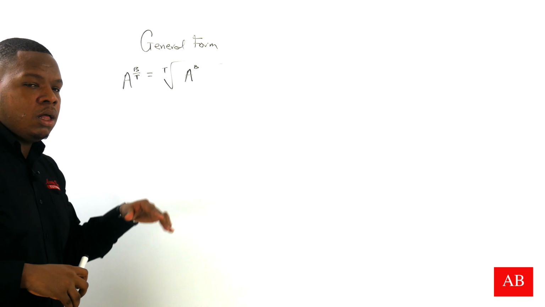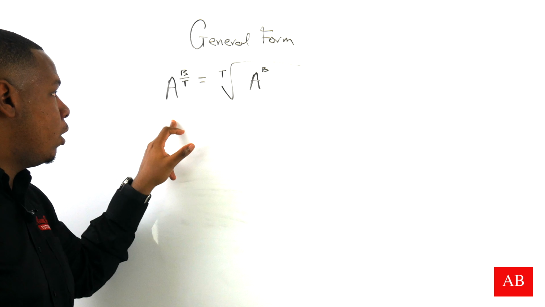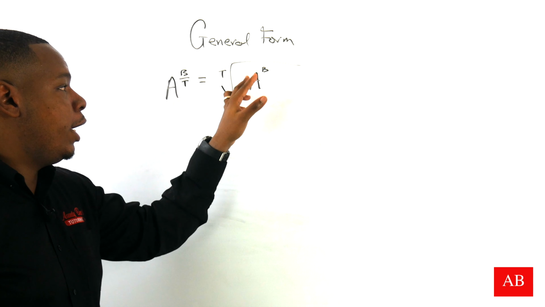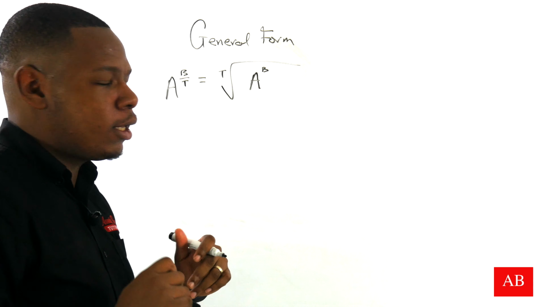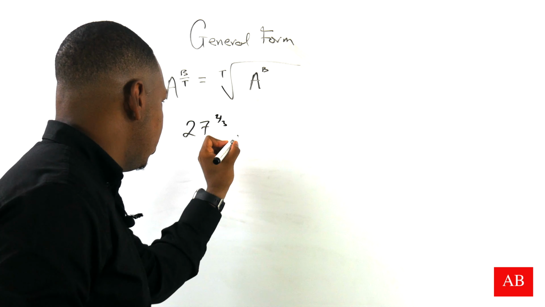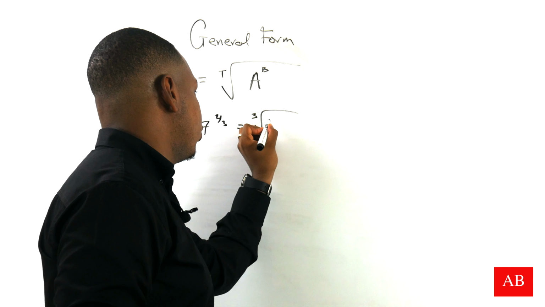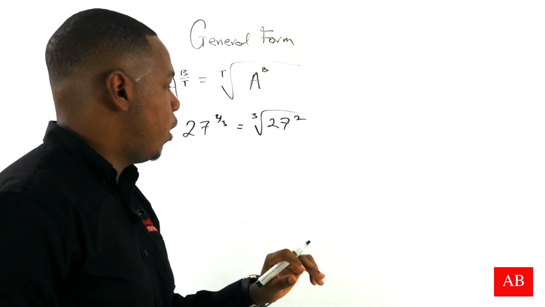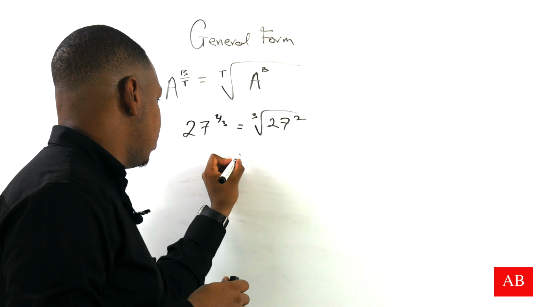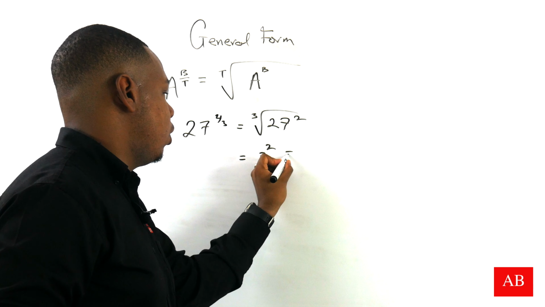Law number 6. When a base is indexed to a fraction, the base should be indexed by the numerator and rooted by the denominator. Now this is the general form. A raised to the b over t is equal to the t root of a to the b. Now let's look at a practical example. 27 raised to the 2/3 would be equal to the cube root of 27 squared. The cube root of 27 is 3. So we're left with 3 squared, which is 9.